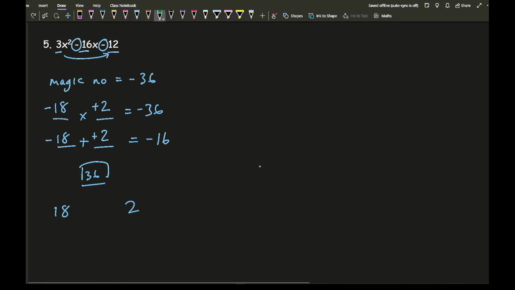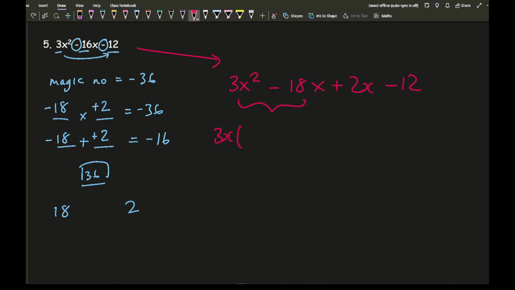So then looking at this, my next line is going to be 3x squared minus 18x plus 2x minus 12. Then factorising the pairs, I take 3x out, so I've got x minus 6 and then plus 2, x minus 6, and so my double brackets are going to be 3x plus 2 and x minus 6.